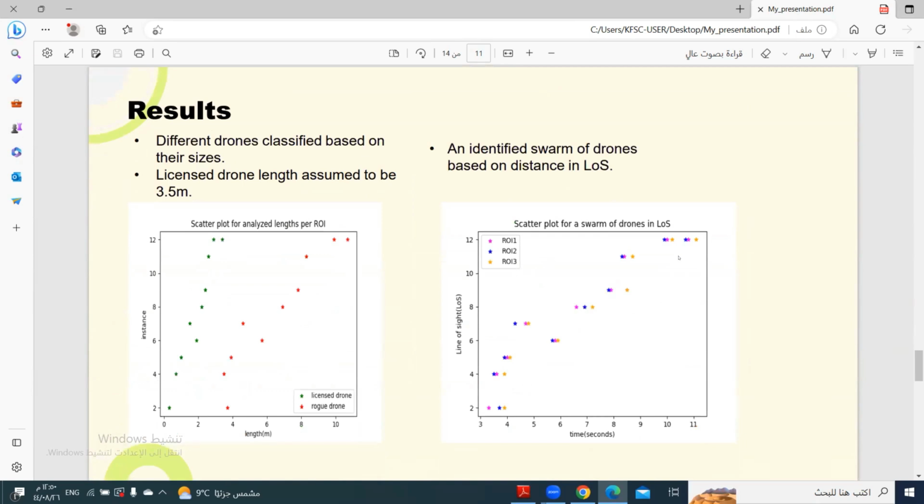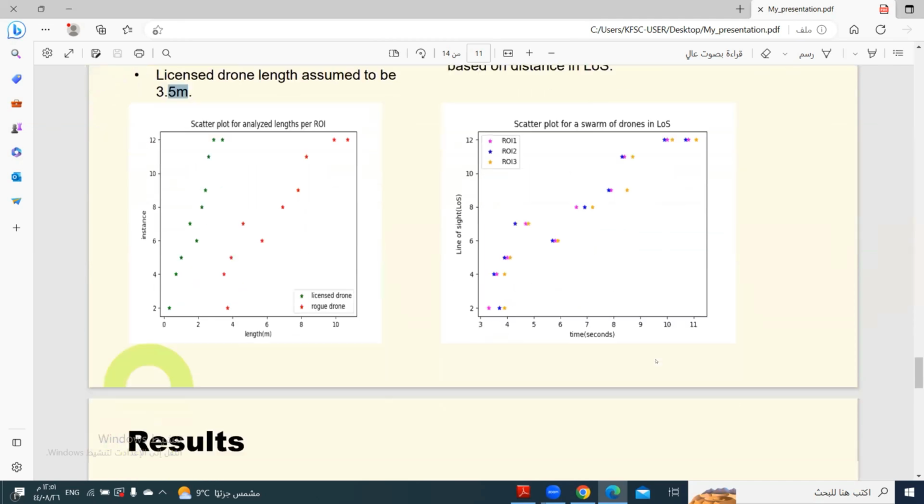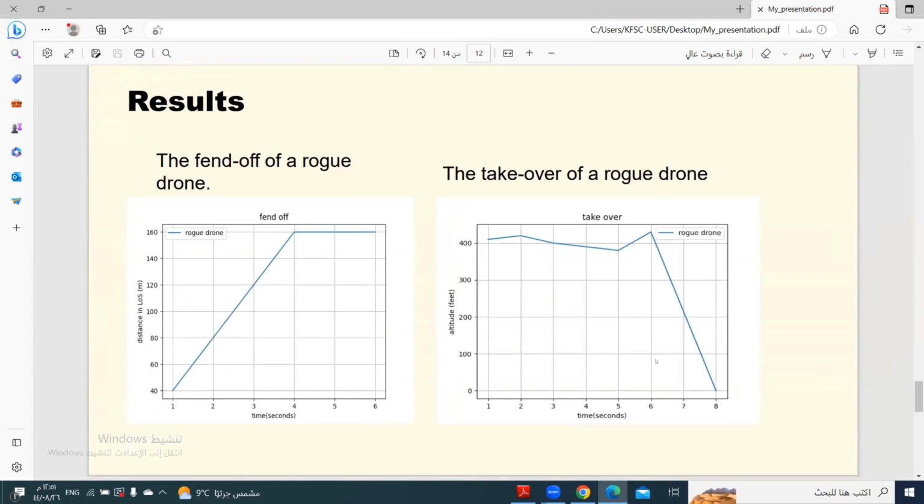Here is the result for different drone classification based on their size. Usually from our research here in Saudi Arabia, the licensed drone length is assumed to be around 3.5. So we expect anything beyond this would be rogue. In red is the length of the rogue drones, and the green is the licensed. These are scatter plots for a swarm of drones, and these are the distances between them. It detects the swarm and the number of swarms. Here is the result of some simulation we did trying to fend off rogue drones, and this is trying to take off rogue drones.